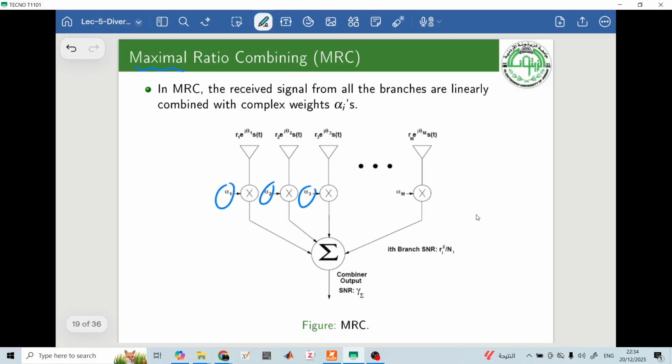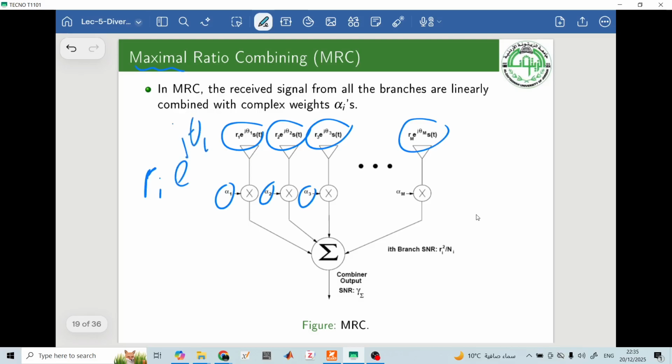So here the question is that, given that I know the channel gain, which is R sub i, so this is the attenuation and the phase shift. So somehow I estimate those values, and I know them. So what is the best weight, or what's the optimal weight that I should choose to get the best performance? So this is the main idea or philosophy of the MRC.